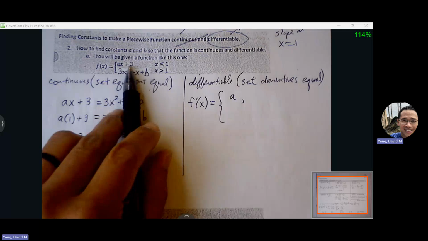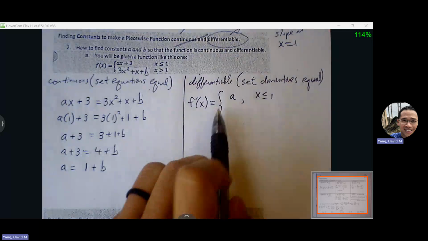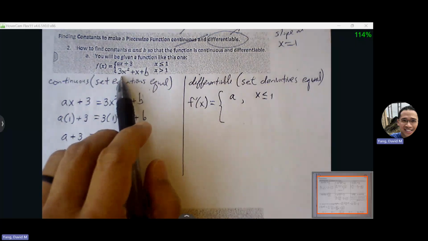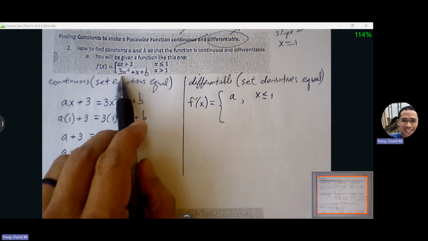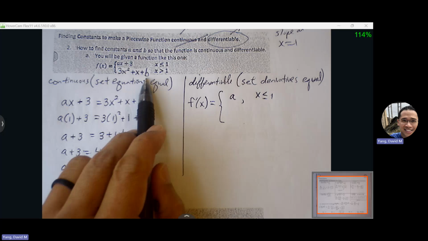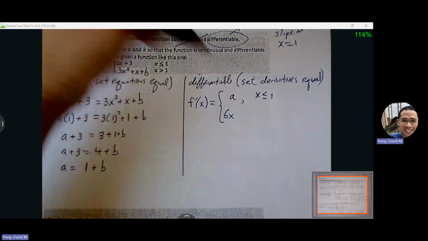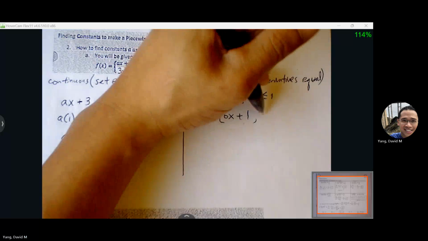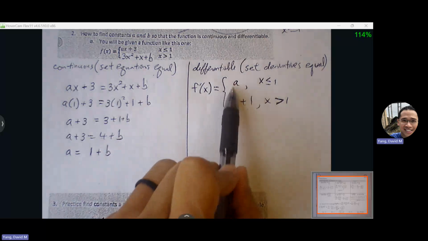And then 3 goes to what? 0. So that's the first piece, my derivative for the top part. Bottom part, 3x squared plus x plus b. Let's do each one here. 3x squared becomes 6x, okay, good. x becomes 1. b doesn't stay as b, b doesn't go to 1. b goes to 0. So we get 6x plus 1, x greater than 1. Are we good so far? Okay, set both equal to each other.